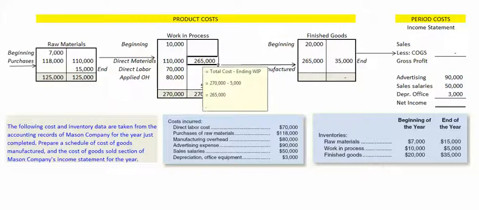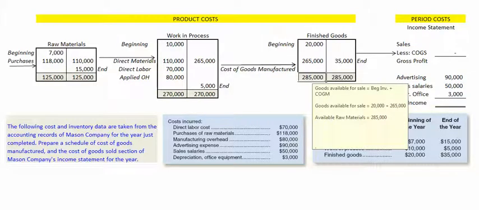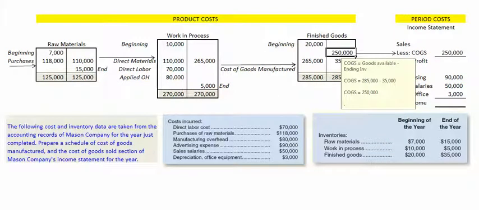Moving over then to our schedule of finished goods, we can see that we have beginning finished goods of $20,000, and we add to that the $265,000 of cost of goods manufactured during the period, which means we've got $285,000 in goods available for sale. These goods are either left in ending finished goods inventory or become part of cost of goods sold, and we can see our cost of goods sold is $250,000.